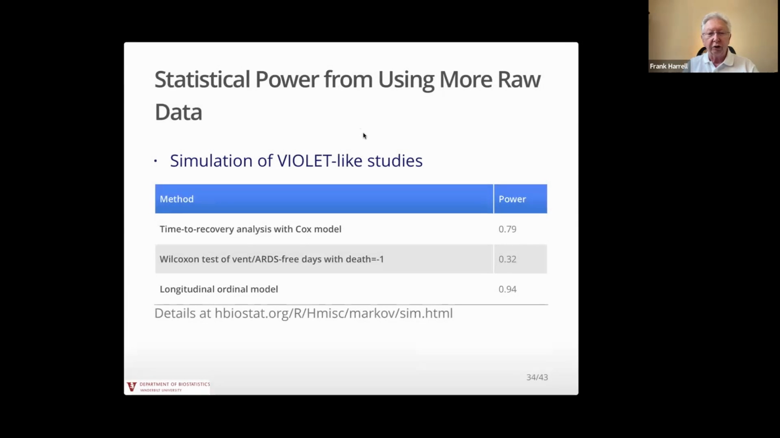Also, when you look at the other methods of analysis, such as time to recovery analysis, time to recovery is statistically a horrendous outcome, has terrible properties, and it also loses power. So the longitudinal ordinal model in the power simulation had this power. A time to recovery analysis with a Cox model and competing risk analysis had this power. And if you looked at ventilator-free days with death coded as a -1, which is a very common and very defective way to do critical care medicine research, it really loses a lot of power. So you can see that using the raw data gives you this sort of instant benefit. Raw data means higher information.